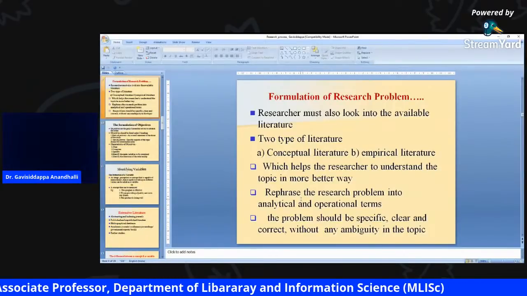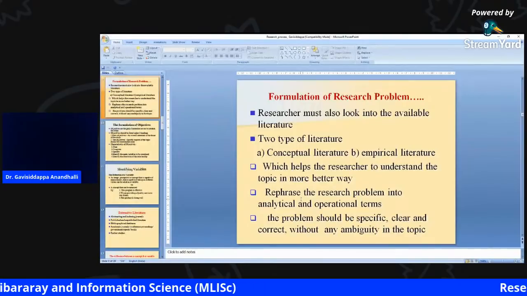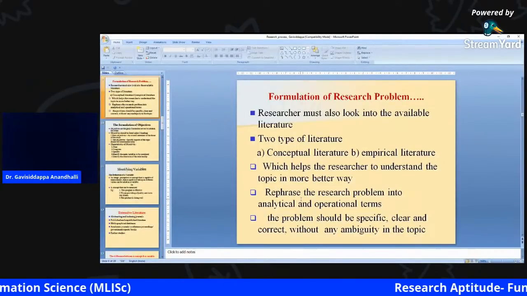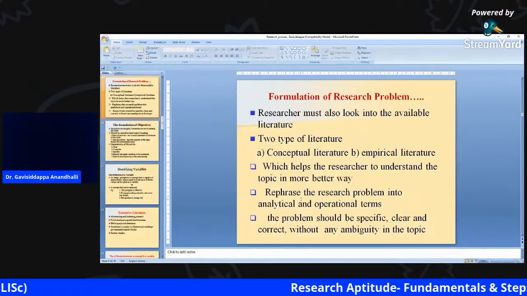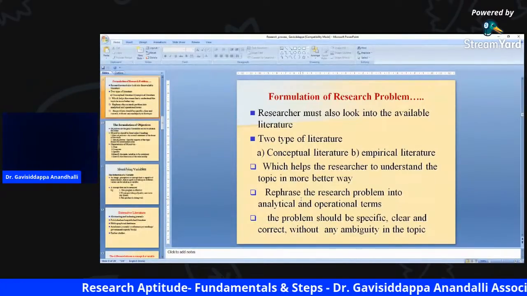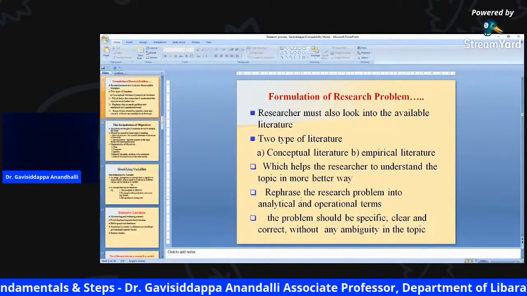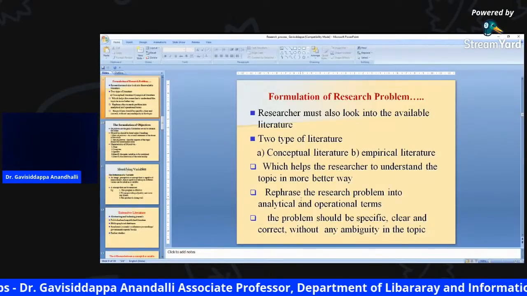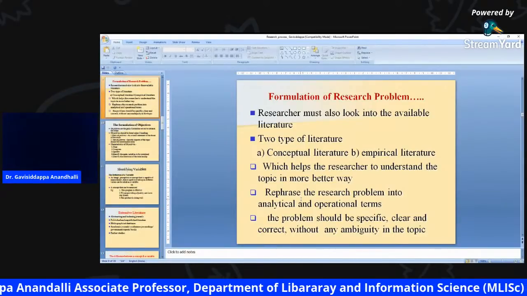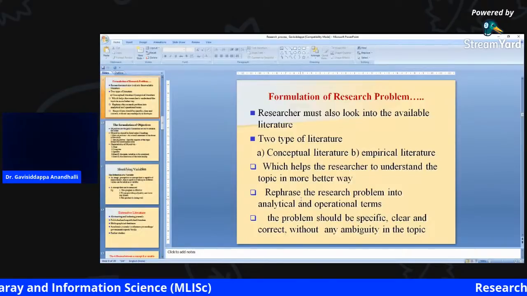If it requires, rephrase the research problem into analytical and operational terms, so rearranging the terms here and there to give a good meaning. So you can reconstruct the topic according to the definite order once you get into the topic. The problem should be specific, as I told. Clear, and the topic should not be too short.